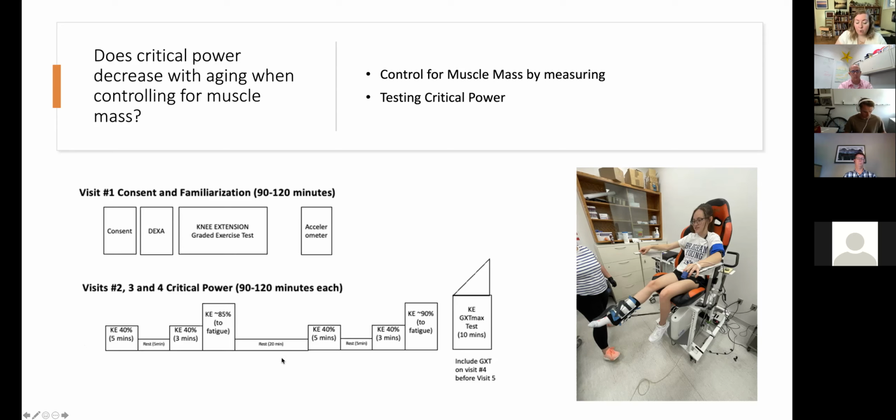On visit 4 at the end, we will have the subject perform one more GXT max, or graded exercise test max. This is just to verify that we have an accurate max wattage for each subject. So from this, we'll be able to determine if critical power decreases with aging when controlling for that muscle mass.